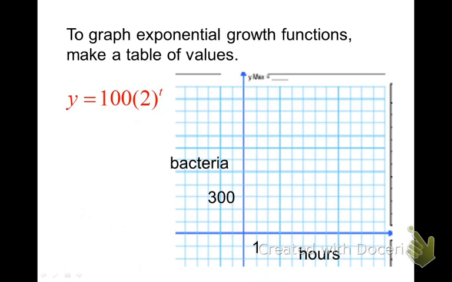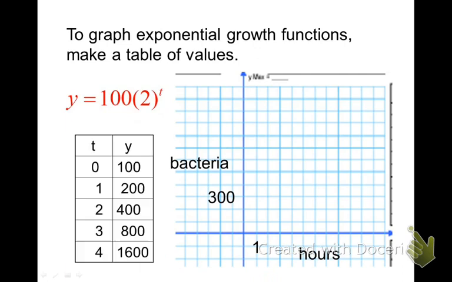Now to graph this, all we're going to do is make a T-chart, just like we would for a linear equation. So I'm going to plug in numbers for T. Our inputs are T, our outputs are Y. When we plug in 0 for T, we get 2 to the 0 power, which is 1, times 100 is 100. We plug in 1 for T. 2 to the first power is 2 times 100 is 200. We plug in 2 for T. 2 to the second power is 4 times 100 is 400, and so on.